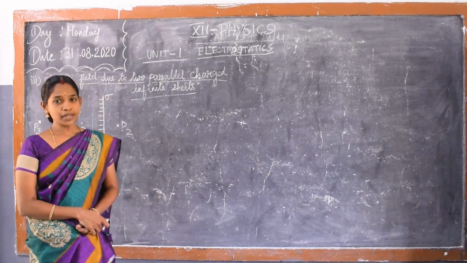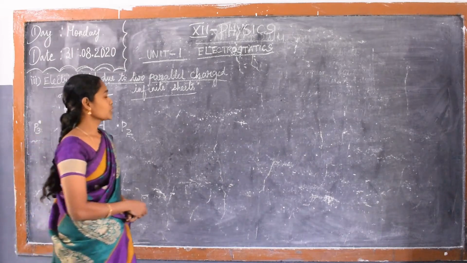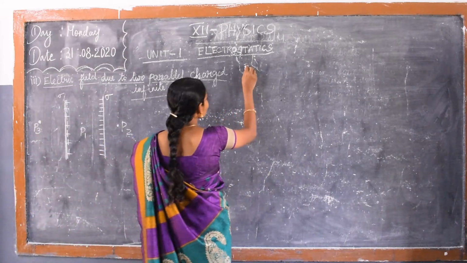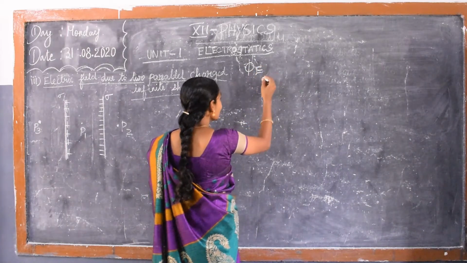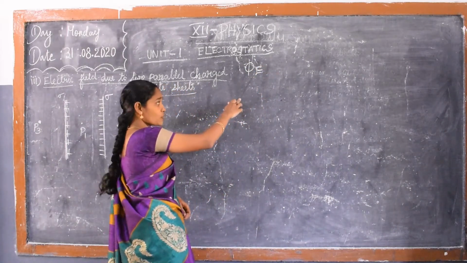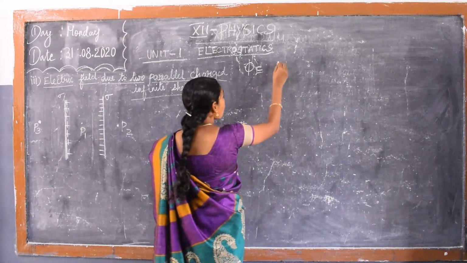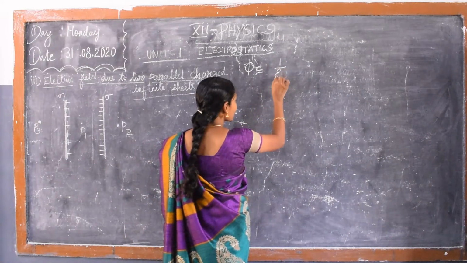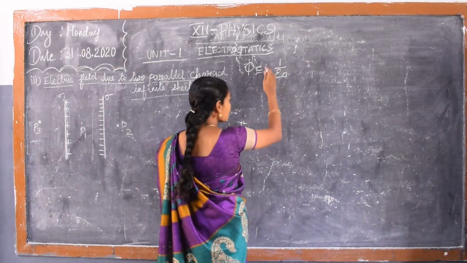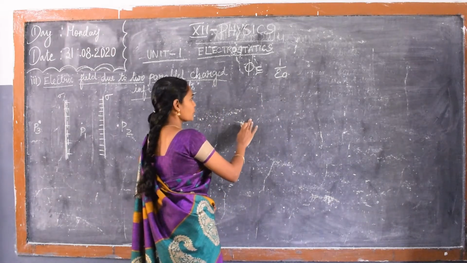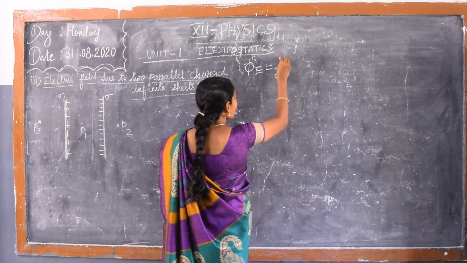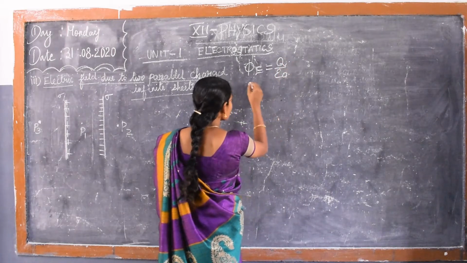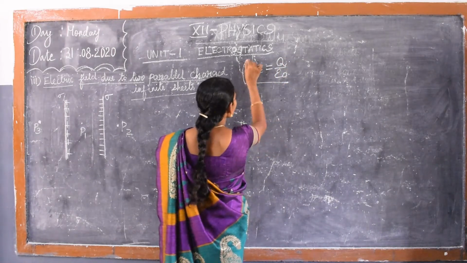Gauss law and applications of Gauss law. So what is Gauss law? The total electric flux over a closed surface is equal to 1 by epsilon naught times the total charge enclosed by the surface. That is, phi E is equal to Q by epsilon naught. This equation is called Gauss law.